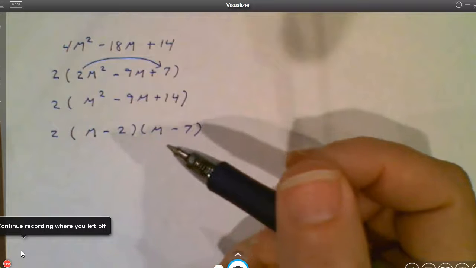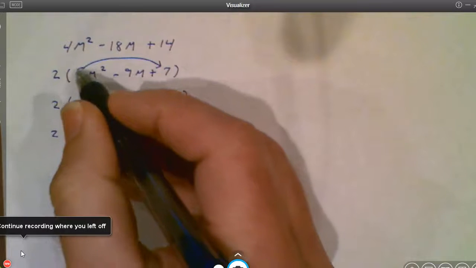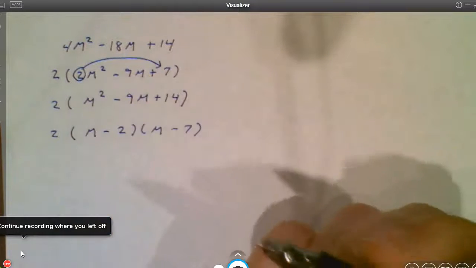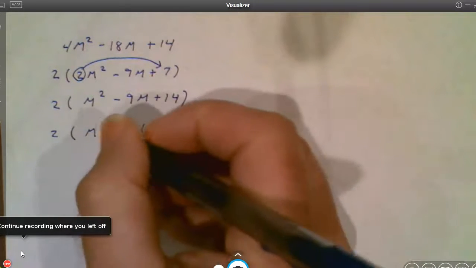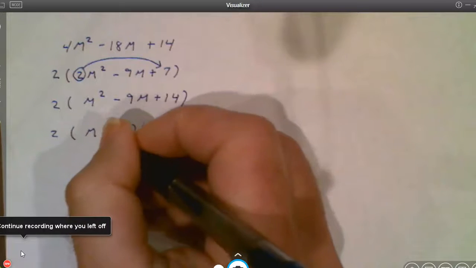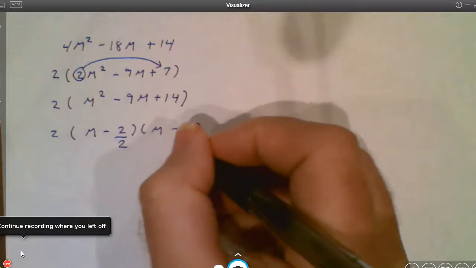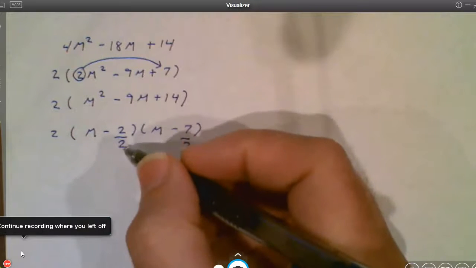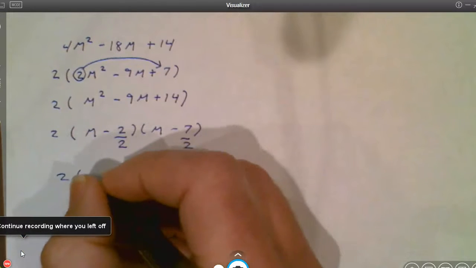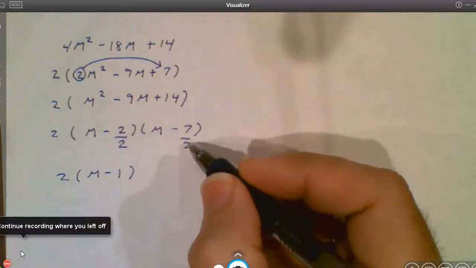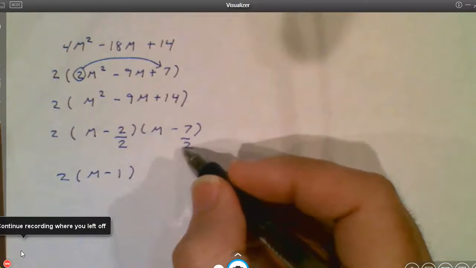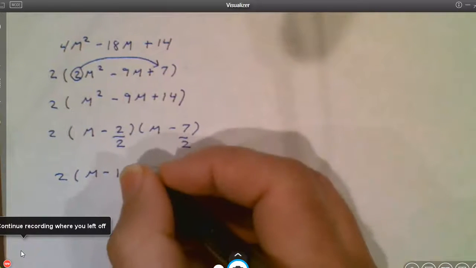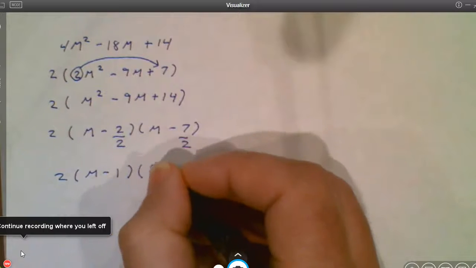And then the extra step you've got to keep in mind is, since I multiplied 2 into this, I now have to multiply that same 2 back out, or sorry, divide it back out. So I have to divide each one of these by 2. If you can reduce, you have to reduce. So that first one becomes m minus 1. On the second one, I can't reduce it, so I simply take the bottom number and put it in front of m, and it becomes 2m minus 7.